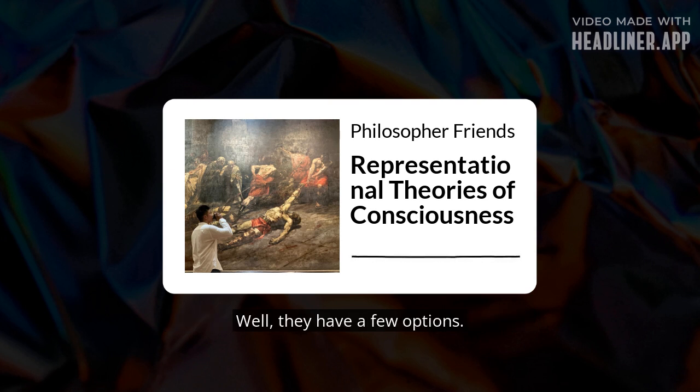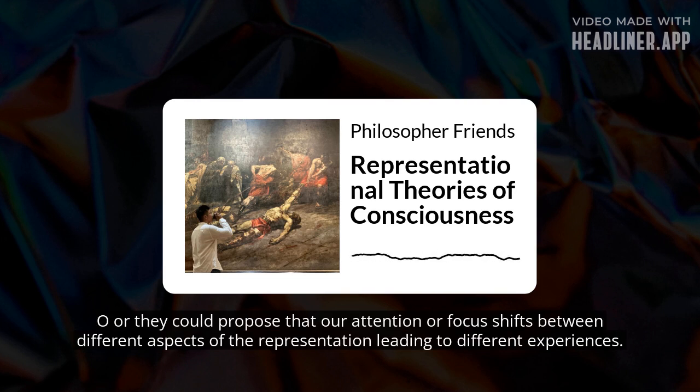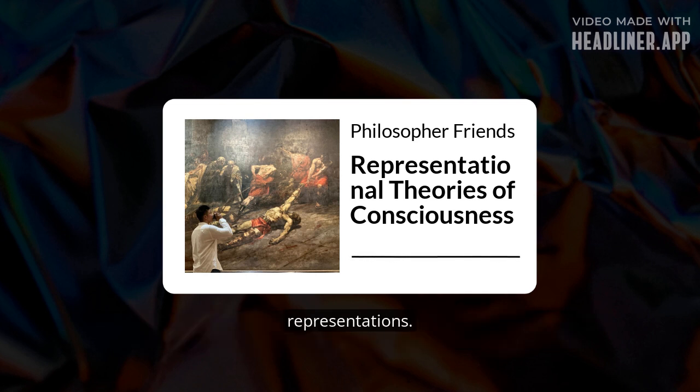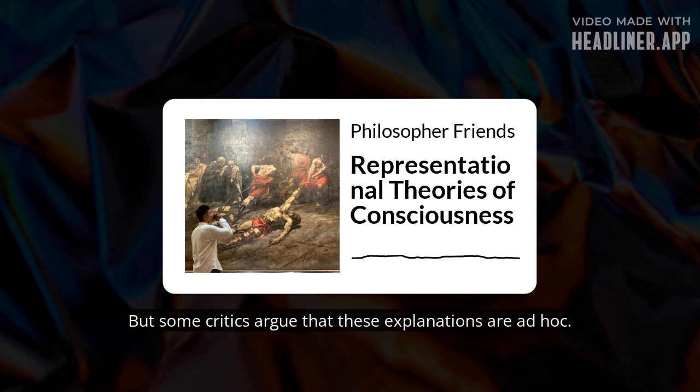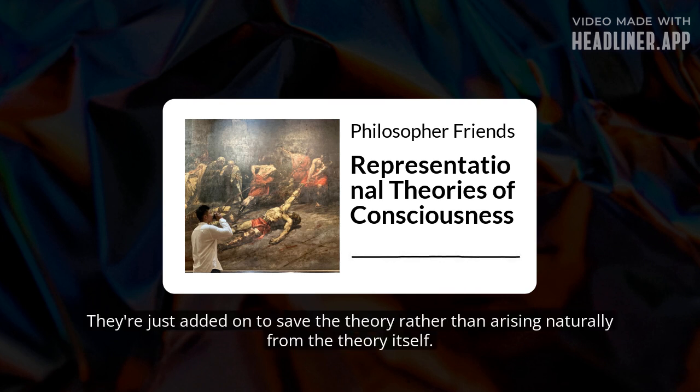Well, they have a few options. They could argue that there are actually subtle differences in the representations, even though they're not immediately apparent to us. Or they could propose that our attention or focus shifts between different aspects of the representation, leading to different experiences. So they're basically trying to explain the different experiences by appealing to some hidden difference in the representations. Exactly. But some critics argue that these explanations are ad hoc, meaning they're just added on to save the theory rather than arising naturally from the theory itself.